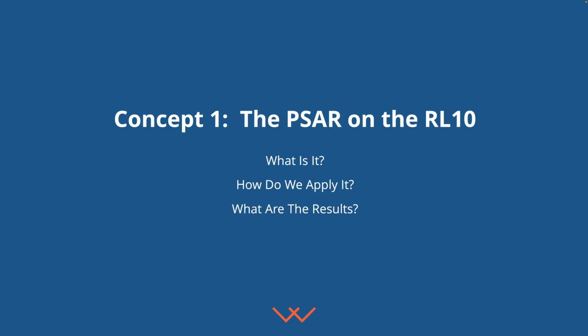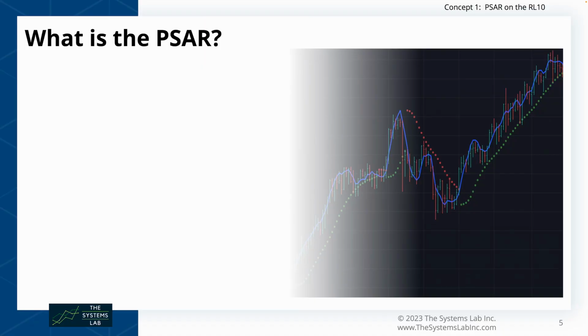The first Ken Long concept we're going to look at is the PSAR on the RL10. And as I said earlier, we're going to answer these 3 questions. What is it? How do we apply it? And what are the results? So what is the PSAR? PSAR stands for Parabolic Stop and Reverse Indicator.